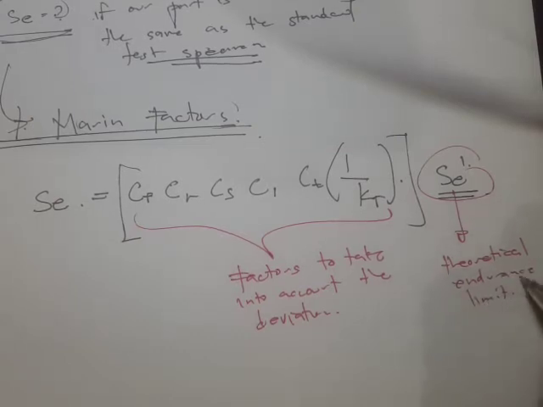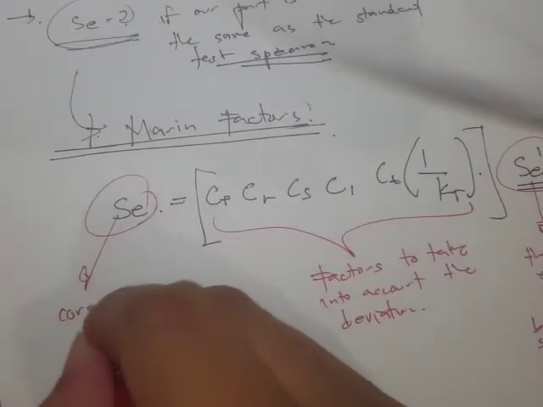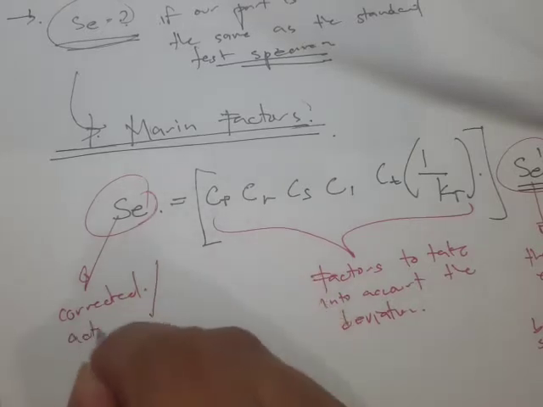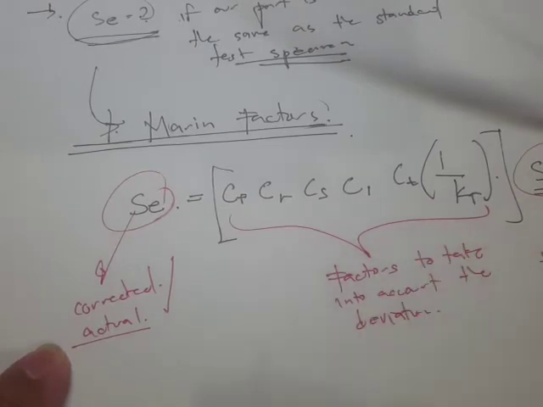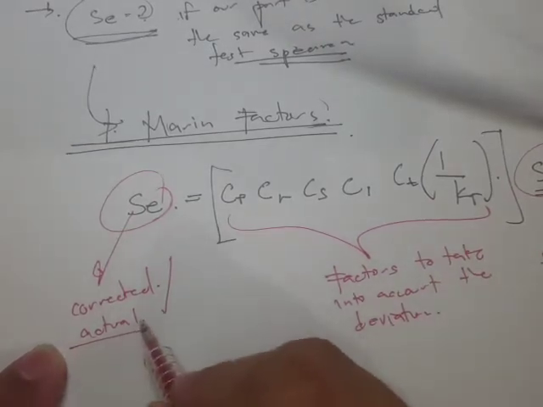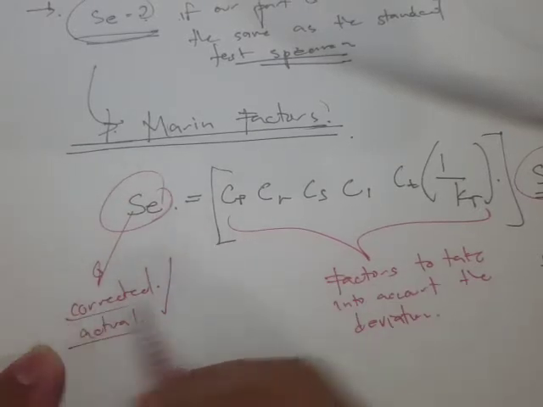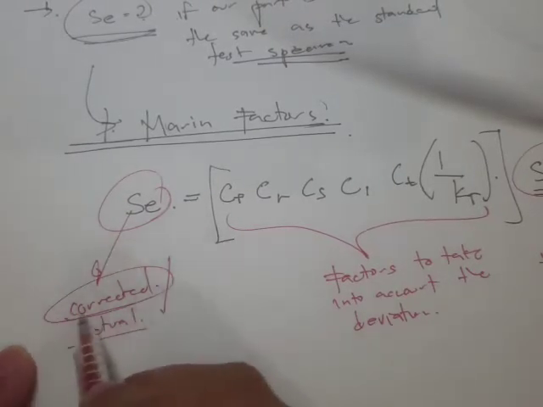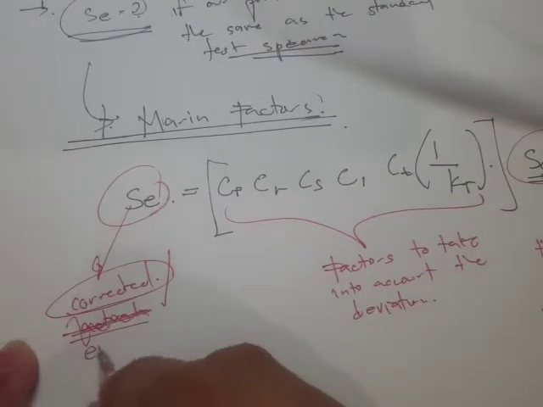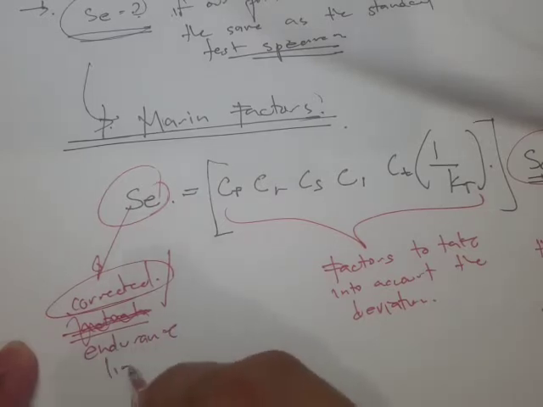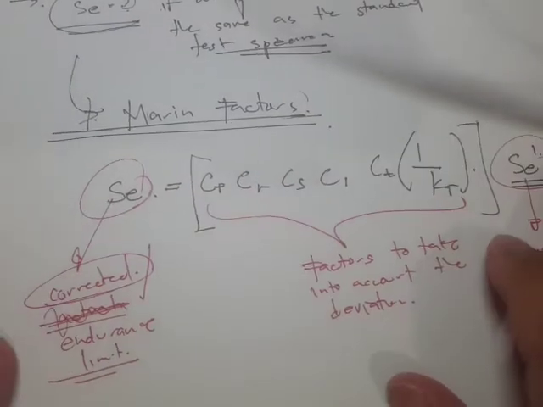or I think the endurance limit based on the standard specimen. And this is our corrected, or actually I think it's not the actual value but rather the estimated value. At least I think a more correct term is corrected value. All right, so this is the corrected endurance limit. Okay, so let's discuss these factors.